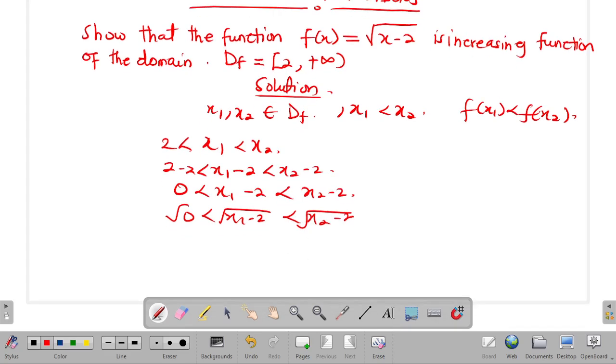At this point, you can clearly see that the square root of x1 minus 2, which is the same as the function of x1, is less than the square root of x2 minus 2, which is also the same as the function of x2, which confirms that indeed our function is increasing over its domain.